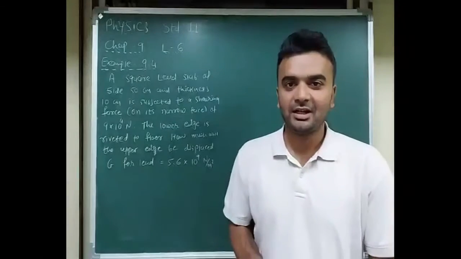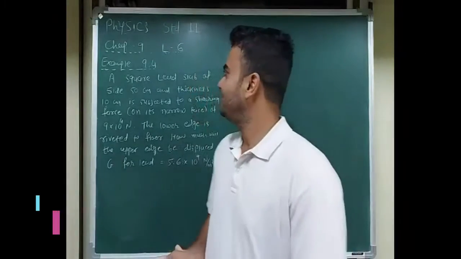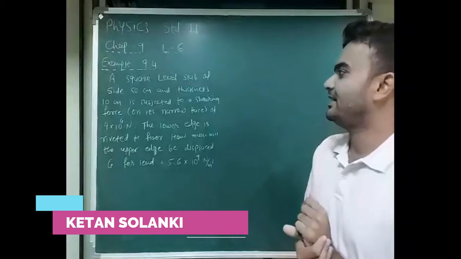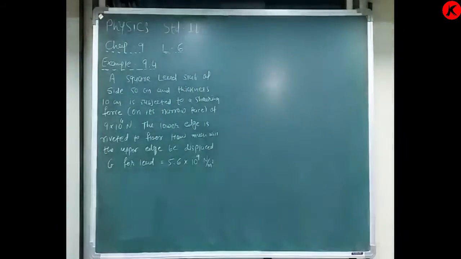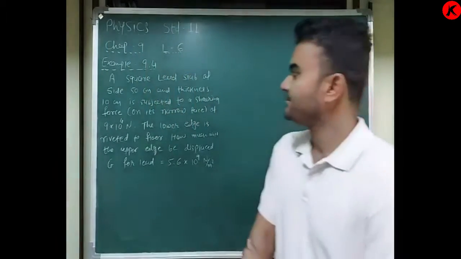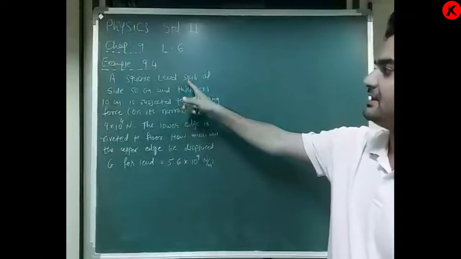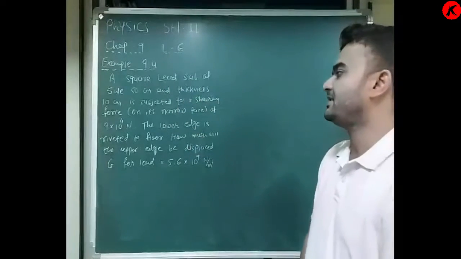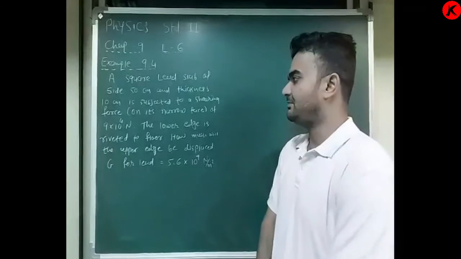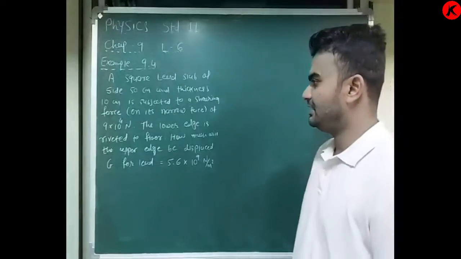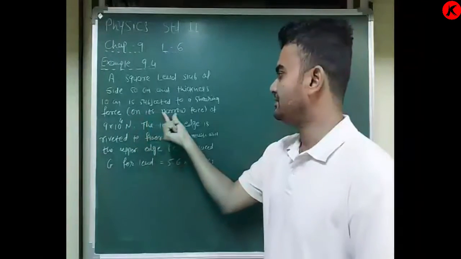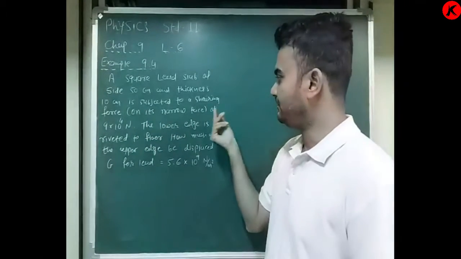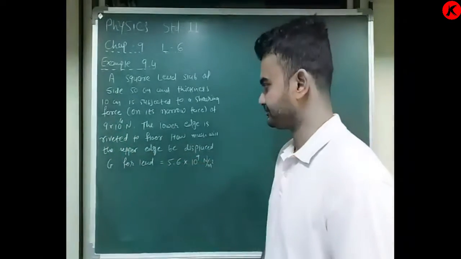Hello everyone. So today we have a new question, example 9.4 from your textbook. A square slab of side 15 centimeter and thickness 10 centimeter is subjected to a shearing force, and here in bracket on its narrow face, of force equal to this much force.